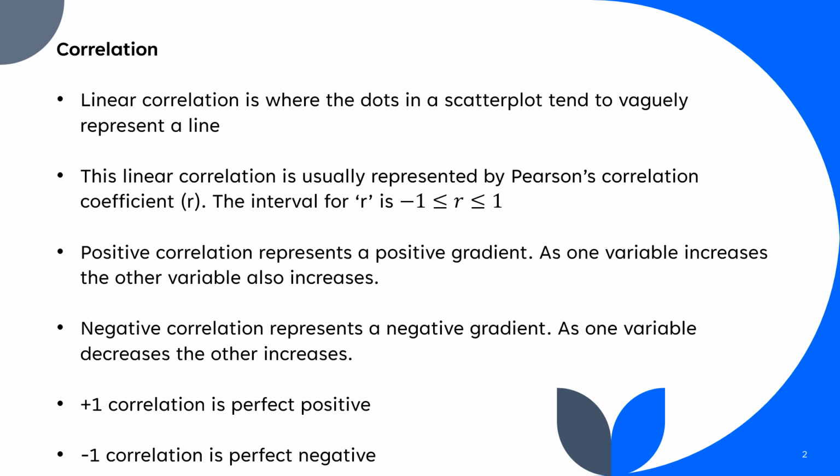So a +1 correlation is a perfect positive. That means all the dots are in a row and it's in a positive gradient or a positive slope. And if it's a -1, that's a perfect negative correlation.